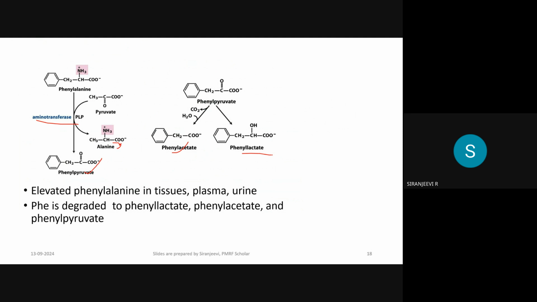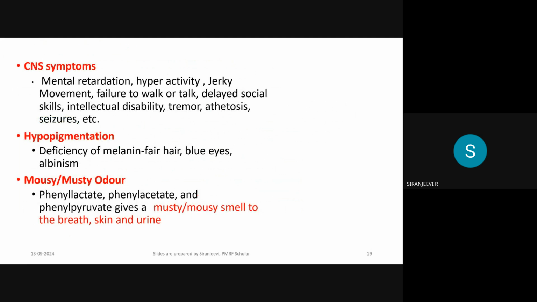So the elevated phenylalanine levels in the tissues, plasma, and urine are degraded into phenyllactate, phenylacetate, or phenylpyruvate. This leads to three kinds of serious issues. One is the central nervous system symptoms, such as mental retardation, hyperactivity, jerky movements, failure to walk or talk, delayed social skills, intellectual disability, tremor, athetosis, seizures, etc.